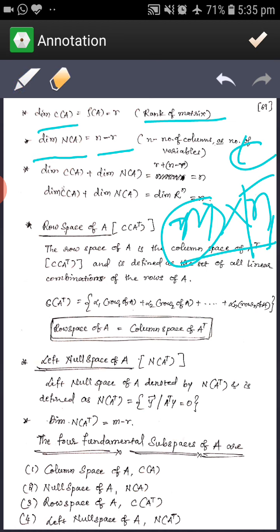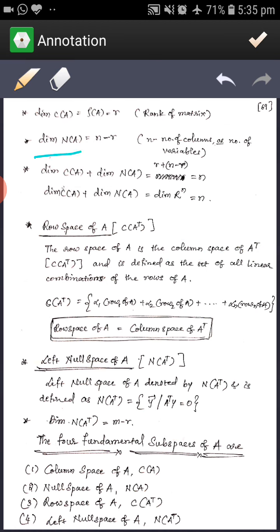Okay, so now the dimension of null space is n minus r, the dimension of column space is r, that is the rank of the matrix, and the dimension of column space plus null space is equal to n, that is the number of variables. Okay, the next one, the third subspace we call the row space of A.